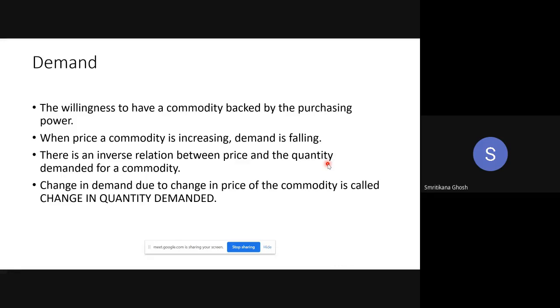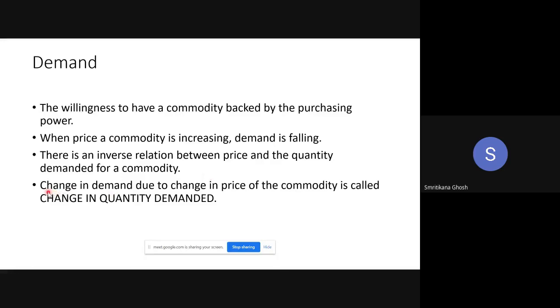There is no economics here. This is just the reality. We can see it in our daily life. We can watch this movement. So there is an inverse relation between the price and the quantity demanded for a commodity. This is the relation between the demand of a commodity and the price of a commodity.